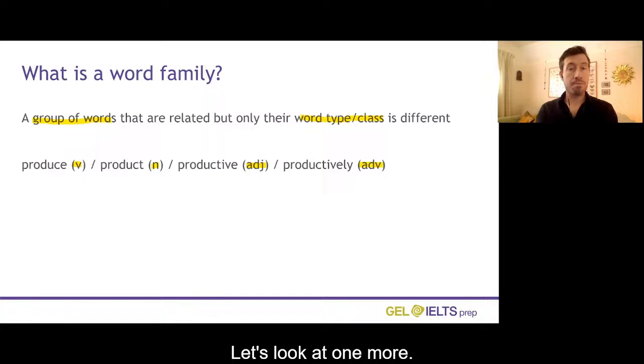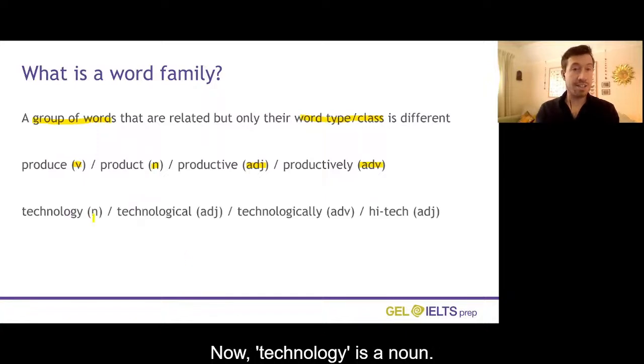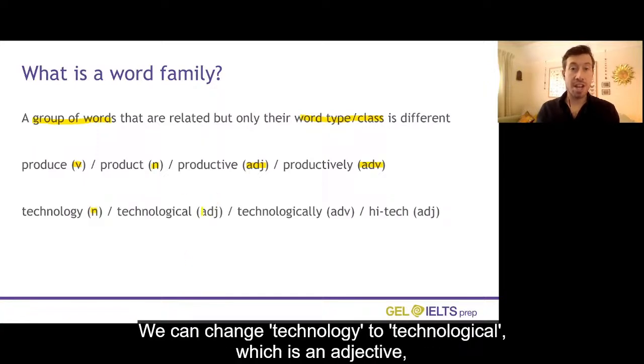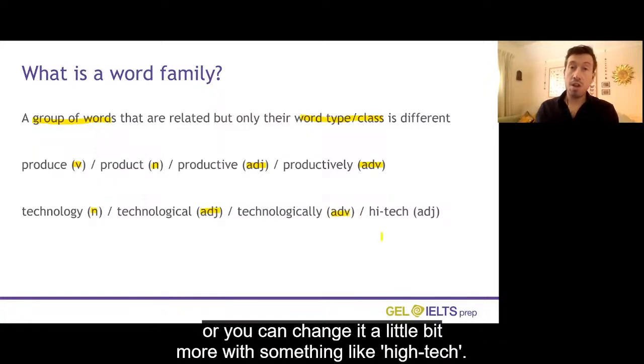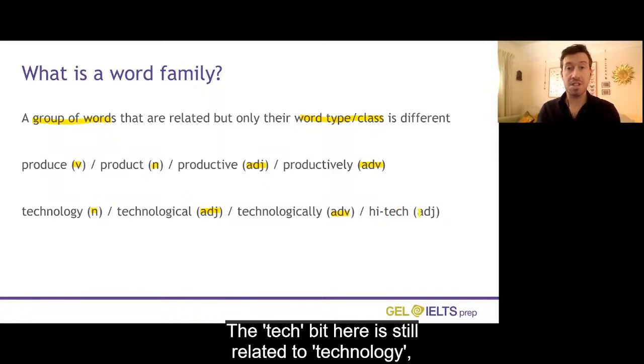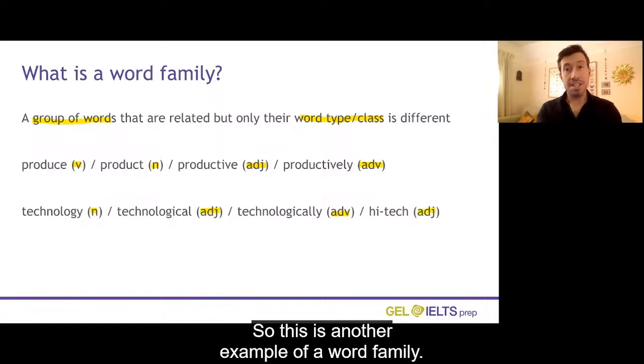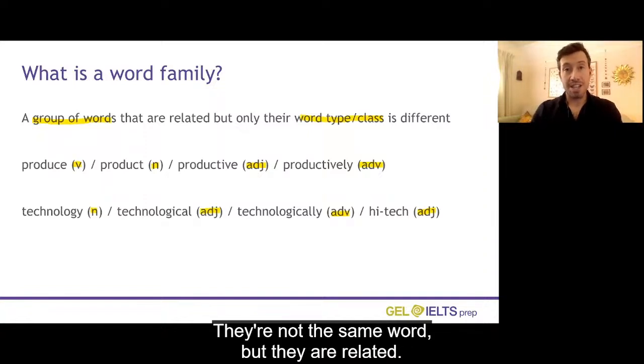Let's look at one more. So we've got technology here. Now, technology is a noun. We can change technology to technological, which is an adjective, and we can change it to technologically, which is an adverb. Or you can change it a little bit more with something like high tech. The tech bit here is still related to technology, and that's another adjective. So this is another example of a word family. They're not the same word, but they are related.